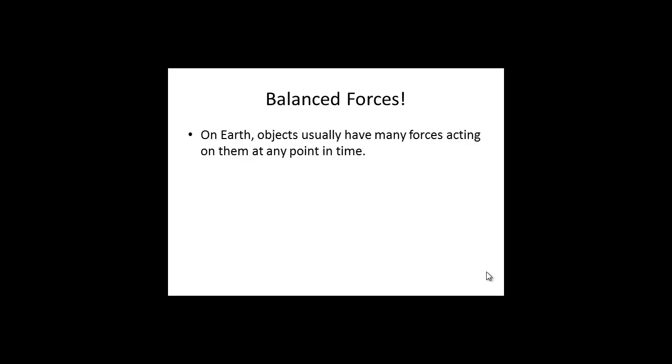Now that we know what forces are and what forces can do, we need to look at what happens to objects when more than one force is acting on them. So on Earth, objects usually have many forces acting on them. These forces can act in many different directions.